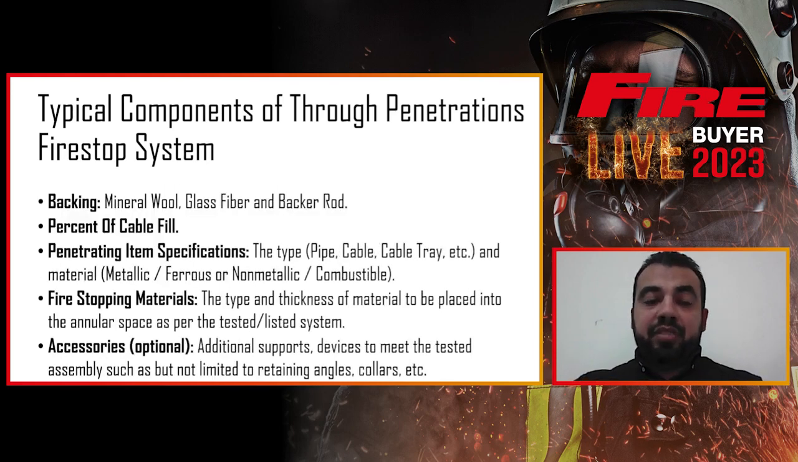The backing material. Sometimes, not all the time, the system needs to have additional backing material like mineral wool, glass fiber, or backer rod. So if your system is specifying certain material and certain product to be used as a backing material, you need to use the same as mentioned in your tested system.